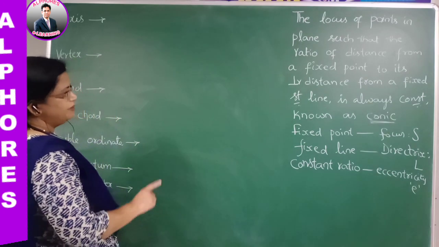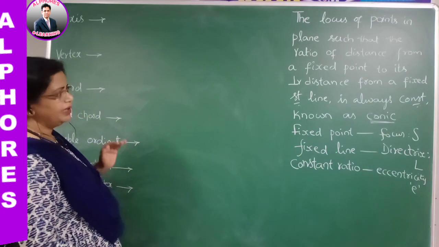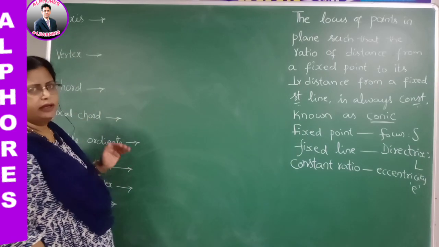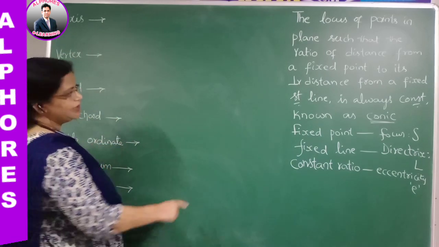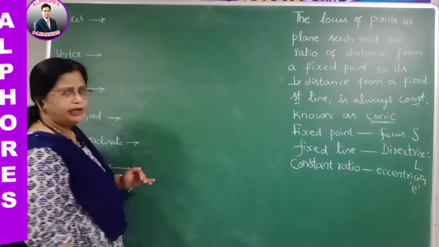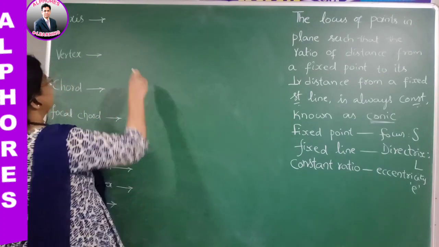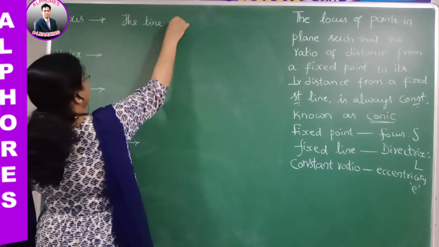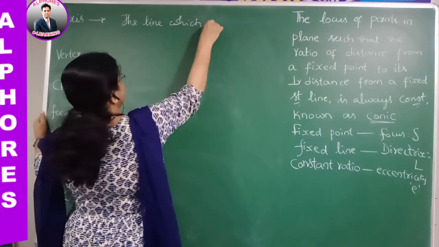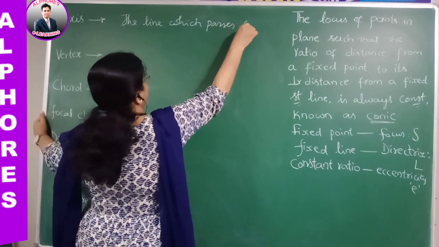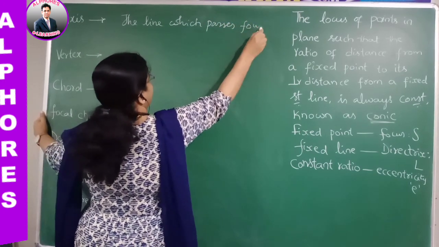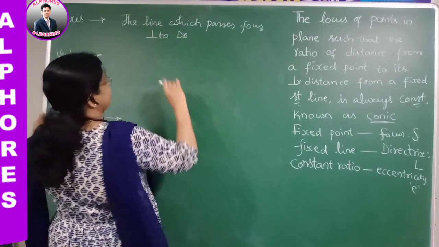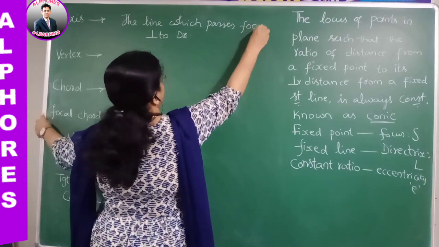Okay, so now, fixed point focus and directrix you already know. Basing on this, the axis is a line. It is a straight line which is passing through the focus and perpendicular to the directrix. So the line which passes through the focus and is perpendicular to the directrix is nothing but the axis by definition.